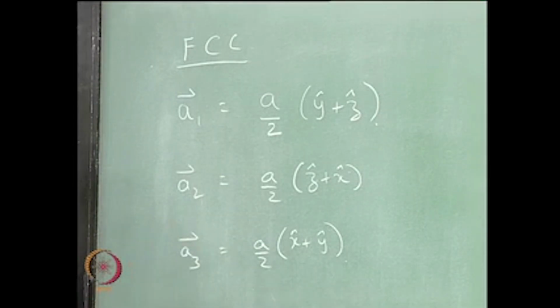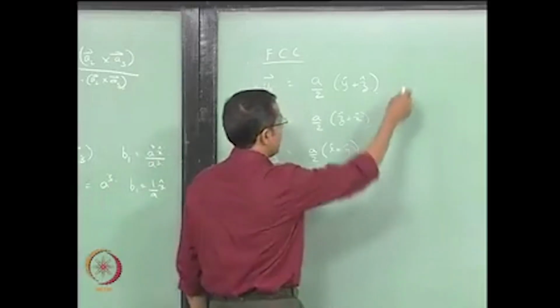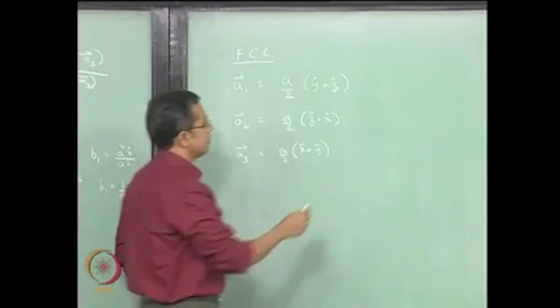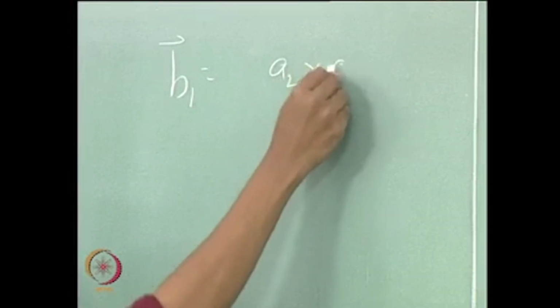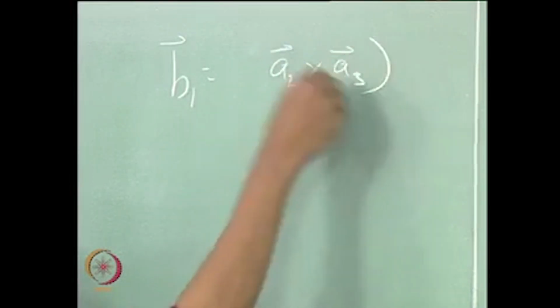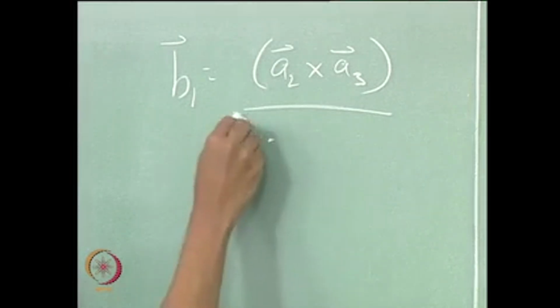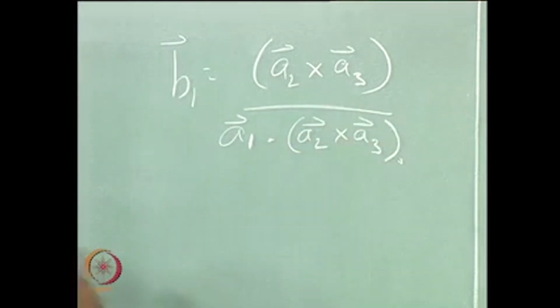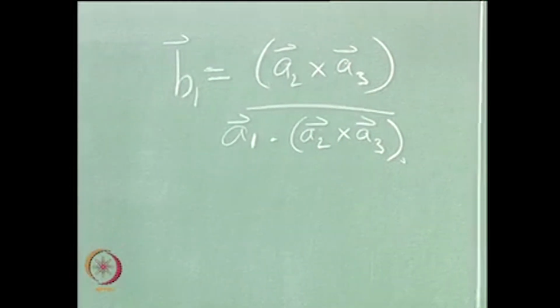Given this, what is the reciprocal lattice we will get? B1, B2, B3. I will do the calculation of B1, B2, B3 and then we will see what it comes to. Again we want A1 dot A2 cross A3, that is the volume that we want. So B1 is still the same thing, A2 cross A3 by A1 dot A2 cross A3. Okay, so what do we have here? We will just look at this A2 cross A3.